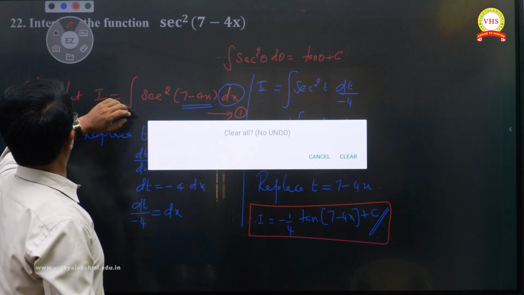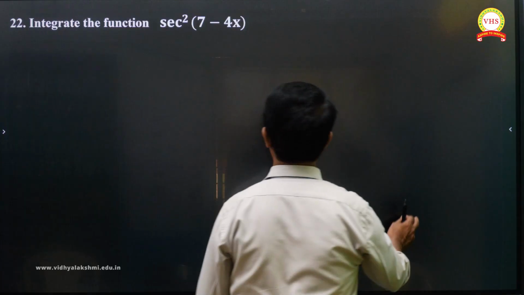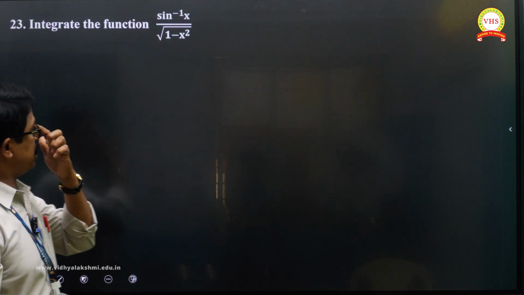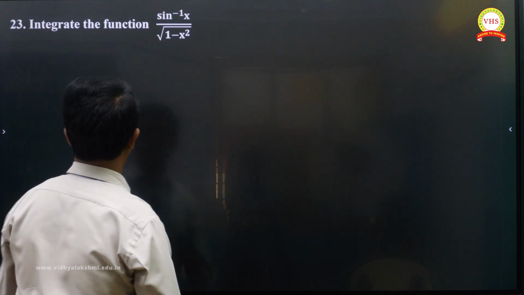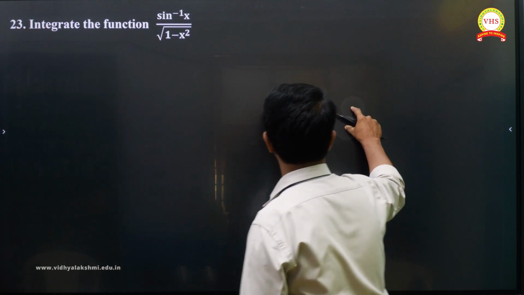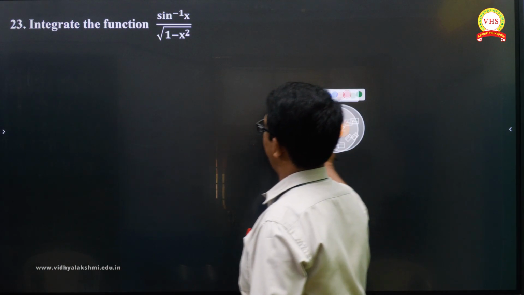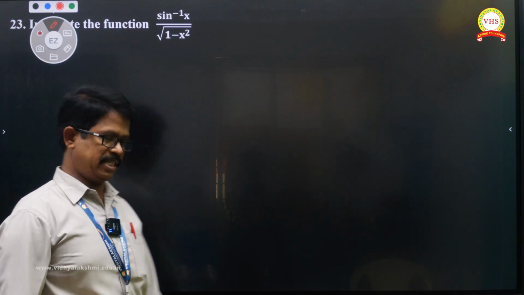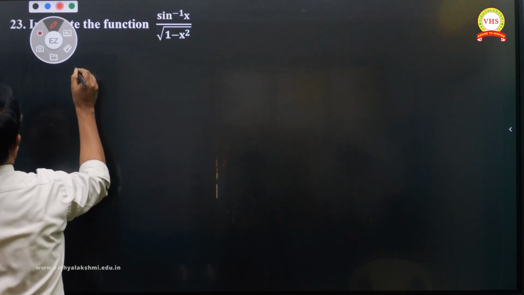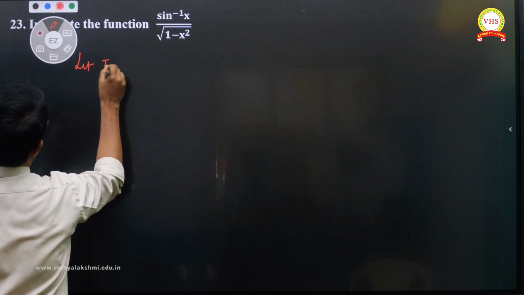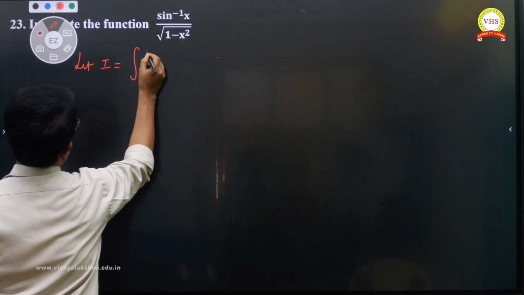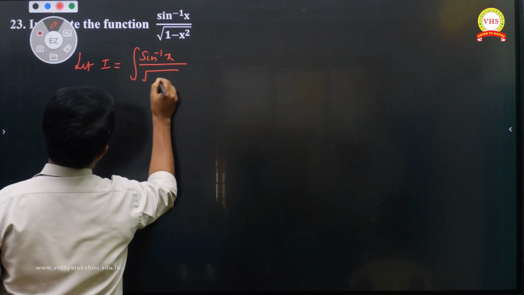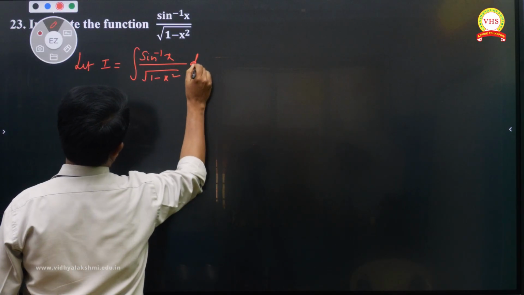Now we'll move on. Question number 23. What is question number 23? Yes, the question number 23 is integration of sine inverse. Listen carefully. These kinds of sums are important for two or three questions depending upon the given function. Now let the integration I equal the integral of sine inverse x divided by square root of 1 minus x square.